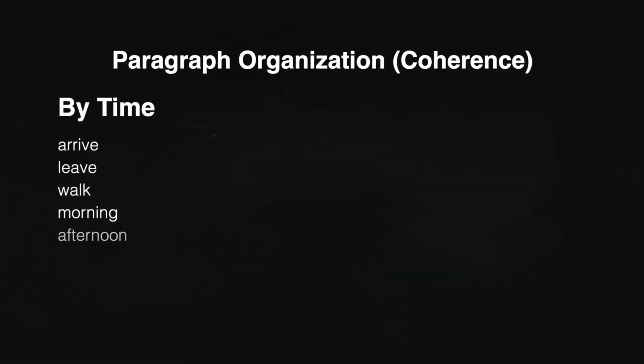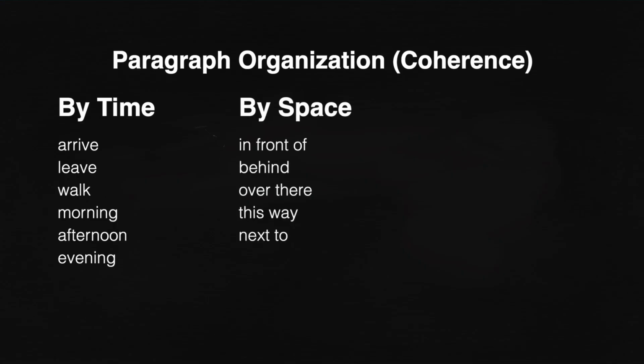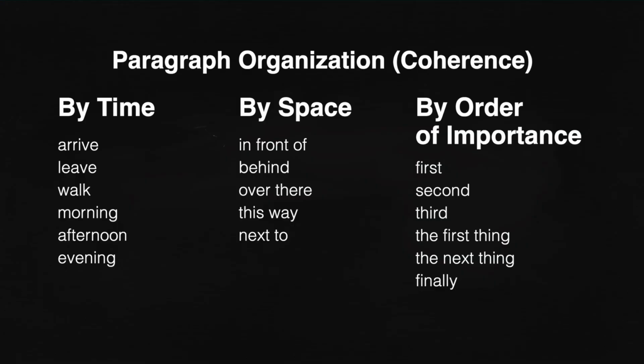importance. If the writer uses time, they use words or phrases that establish time, such as arrive, leave, walk, or morning, afternoon, and evening. If a writer uses space, they use words that establish location, such as in front of, behind, over there, this way, next to, and so on and so forth. If the writer uses order of importance, they use words that establish a sequence, such as first, second, and third, or maybe the first thing, or the next thing, and finally.